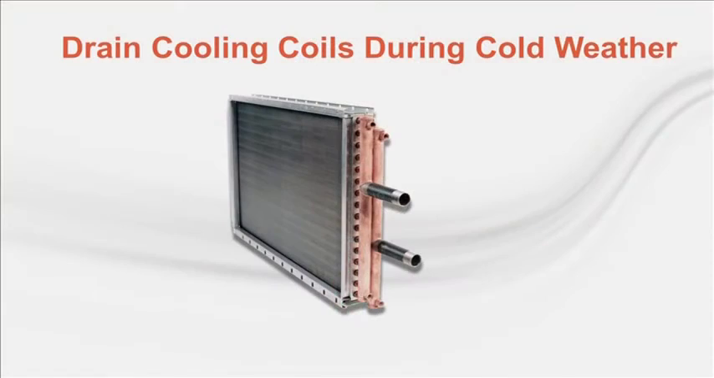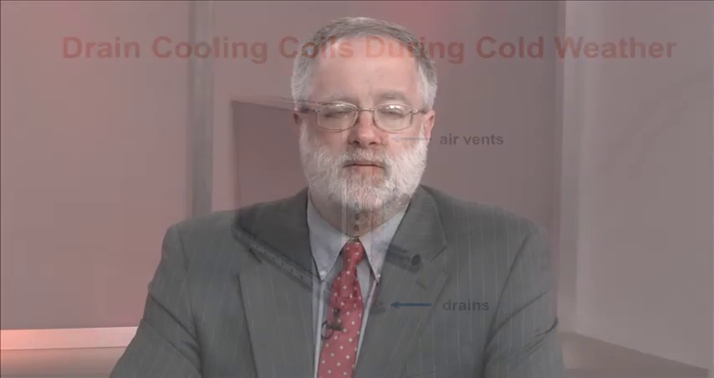So if a water coil is likely to be exposed to air that is colder than 32 degrees, the system should include some method to protect it from freezing. One approach is to drain chilled water coils during cold weather. This requires vent and drain connections on every coil and shutoff valves to isolate it from the rest of the system. The advantage of this approach is that it has minimal impact on the cost of the air handling unit and has no impact on energy use.